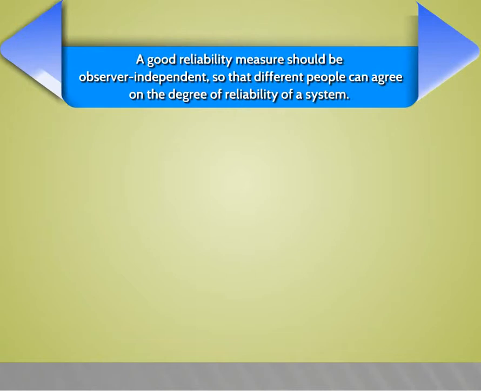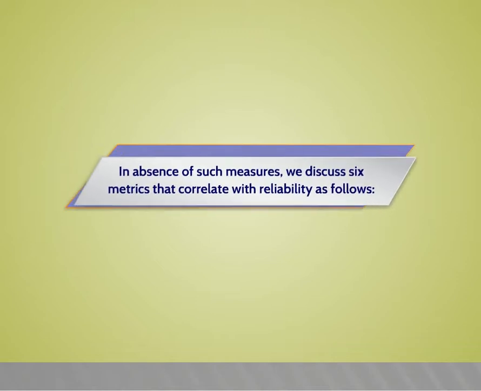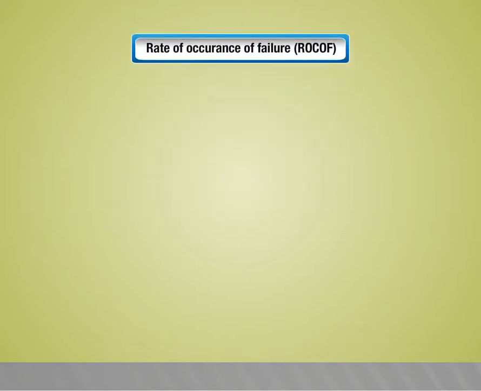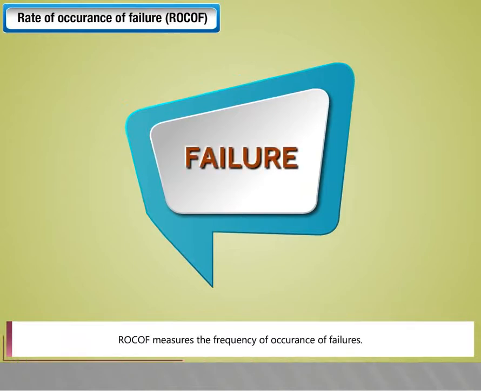A good reliability measure should be observer independent so that different people can agree on the degree of reliability of a system. In absence of such measures, we discuss 6 metrics that correlate with reliability as follows. Rate of occurrence of failure, ROCOF. ROCOF measures the frequency of occurrence of failures.